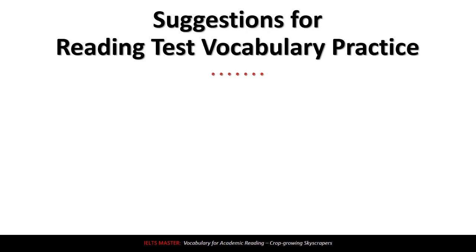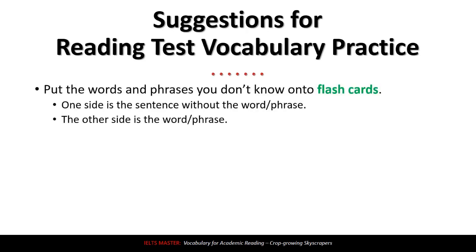Before we finish, let's talk about some suggestions for reading test vocabulary practice. How can you use reading tests to practice your vocabulary? First, one idea is to put the words and phrases you don't know onto flashcards. So just a piece of paper or a card, and on one side you can write the sentence, but maybe leave a blank space. So don't write the word or phrase, just the sentence on one side. And on the other side is the word or phrase. Okay? For example, if your keyword is other side, you could write the, and then blank, is the word or phrase. And on the other side, you write other side. Okay, that could be one idea for how to use this.